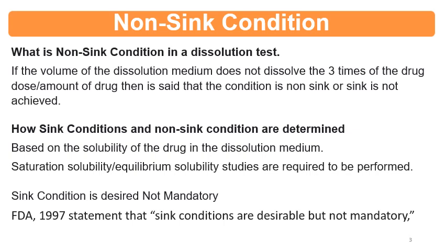So how are sink condition and non-sink condition determined? These are determined based on the solubility of the drug in the dissolution medium. Saturation solubility or equilibrium solubility studies are required to be performed. Once you perform the solubility studies in different pH media or in different media with surfactants or solubilizers, then you have important information about the solubility behavior of the molecule, and based on that you can determine the media volume to dissolve 3 times the dose, and that means you can have sink conditions.